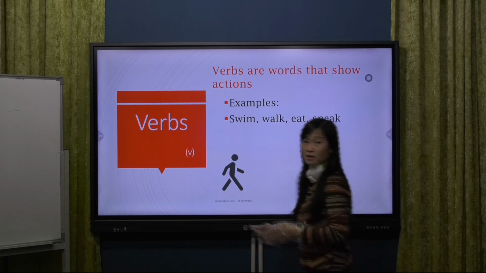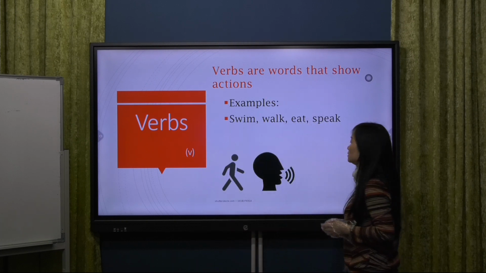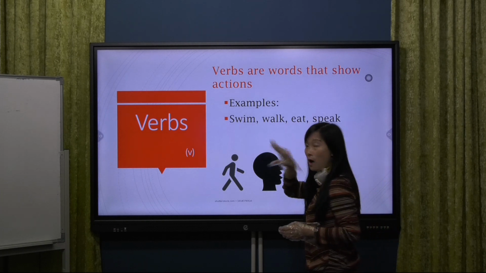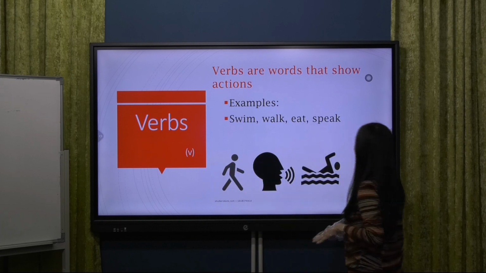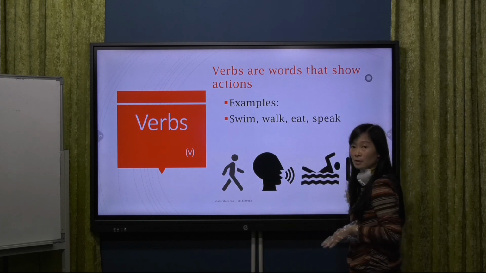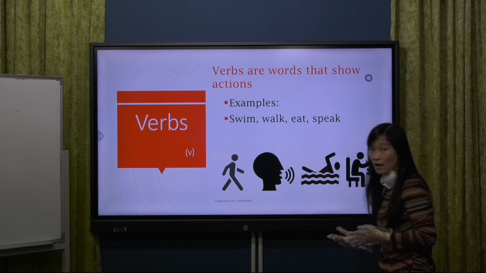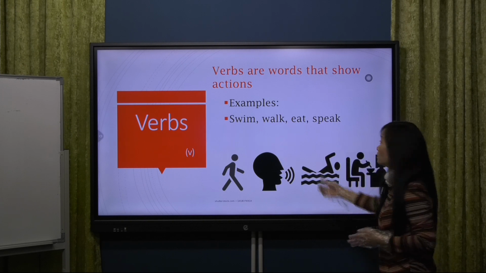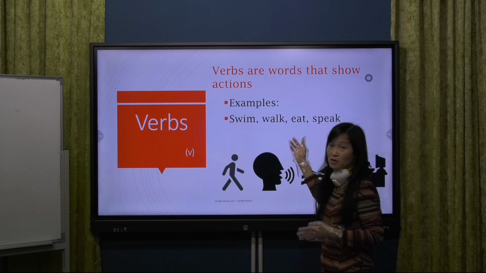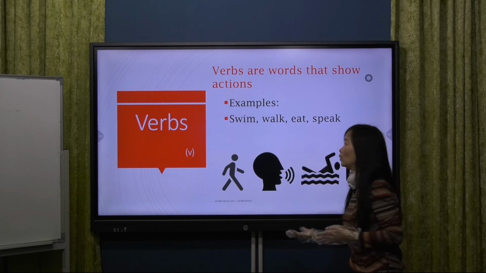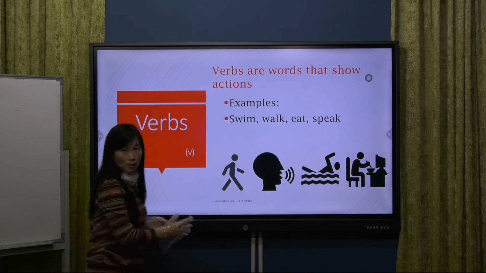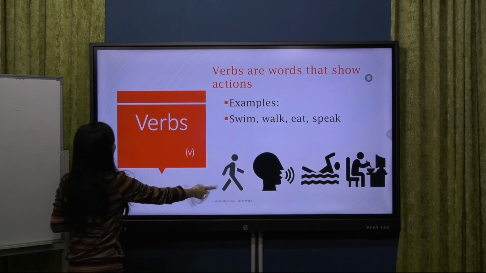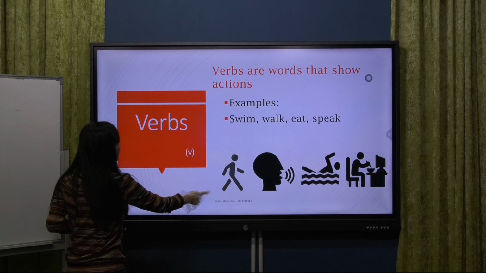So walk is a kind of action. And speak. And also swim, also a kind of action. And eat is also an action. So these are the types of verbs that we are very familiar with. I'm sure you don't have any problem with this, right? And so shall we go to the next one?